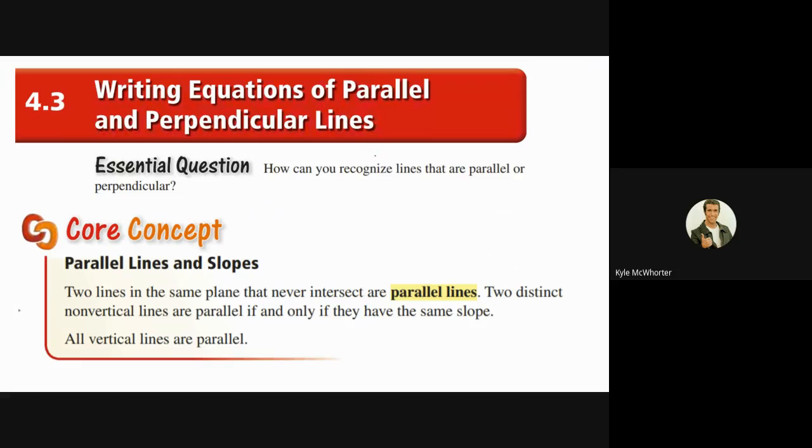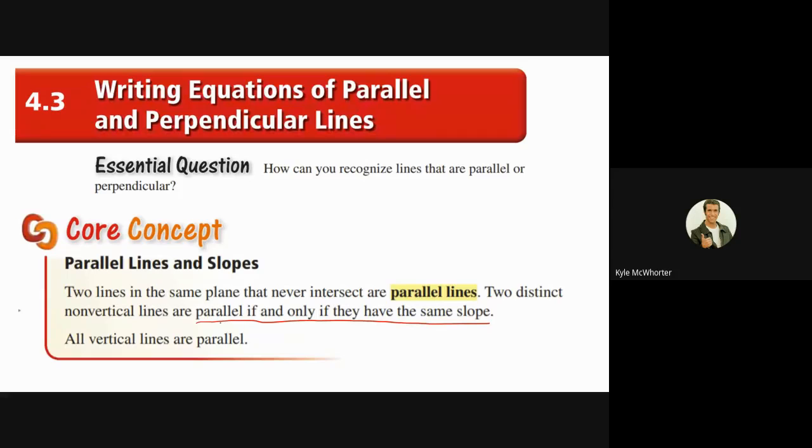All right. So today we're talking about writing equations of parallel and perpendicular lines. So looking down here at the core concept, two lines in the same plane that never intersect are parallel lines. You've probably heard of that before. Two distinct non-vertical lines are parallel. This is the important part. Lines are parallel if and only if they have the same slope.